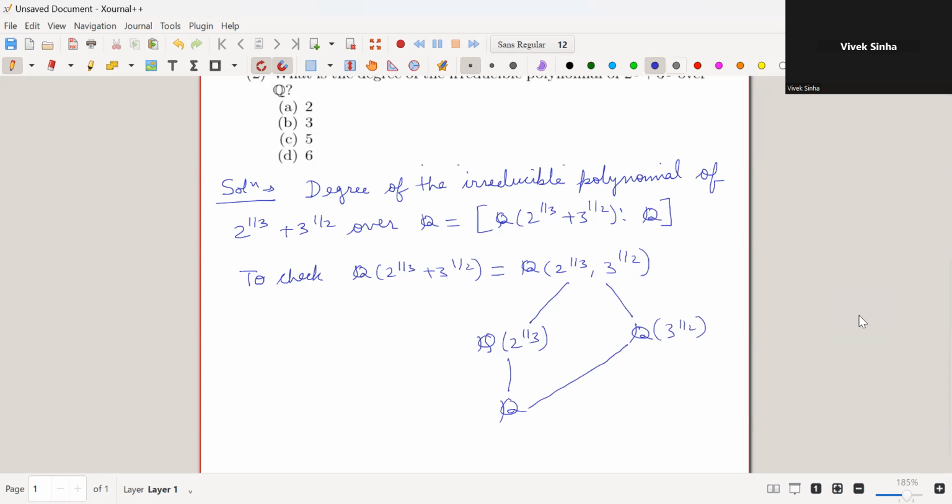So here we have degree for this field extension equal to 3, because it satisfies the irreducible polynomial x cube minus 2 equal to 0, which is an irreducible polynomial.